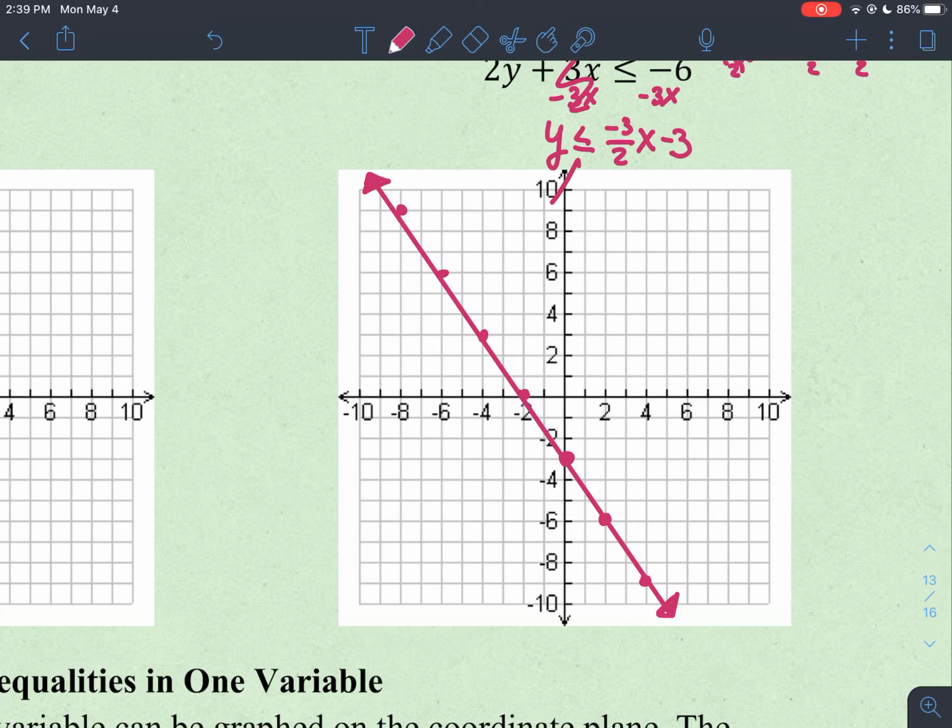Because it has that less than or equal to. Now, last piece of the puzzle. Y is less than, this is the line negative 3 over 2x minus 3. That's this line right here. And y is going to be less than.